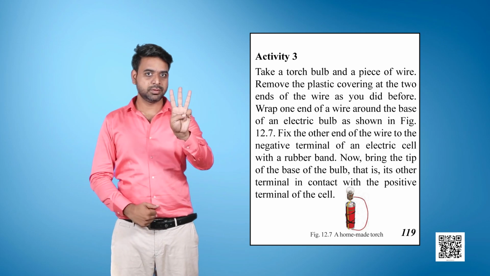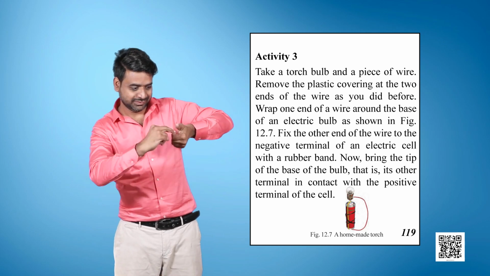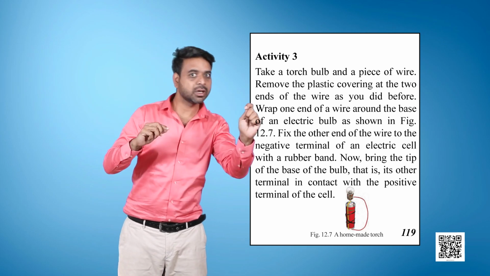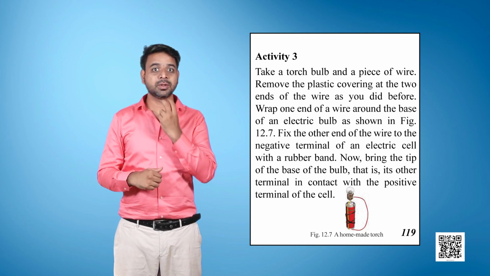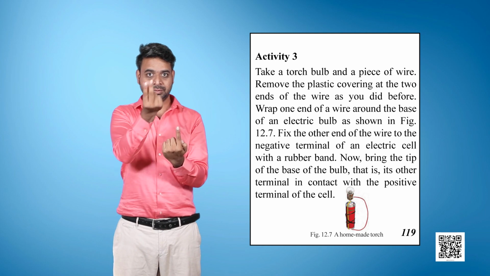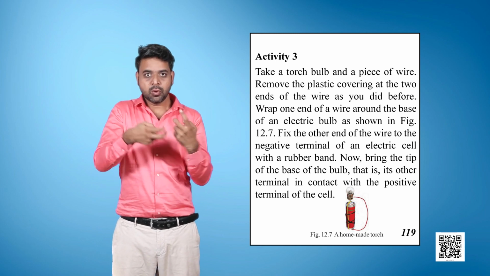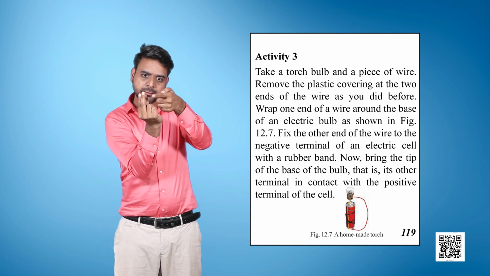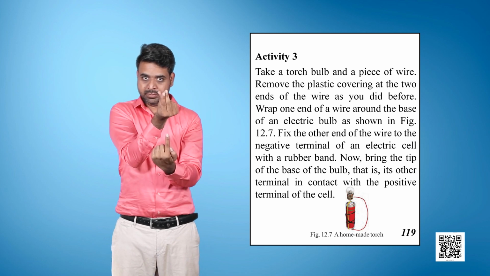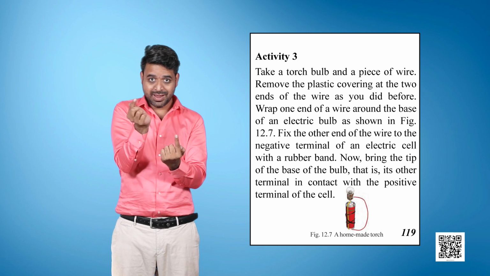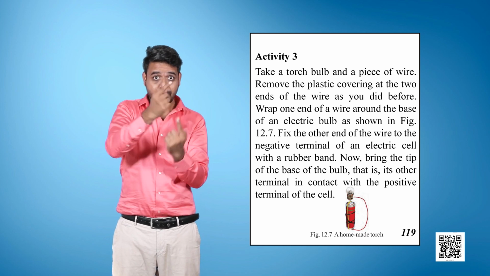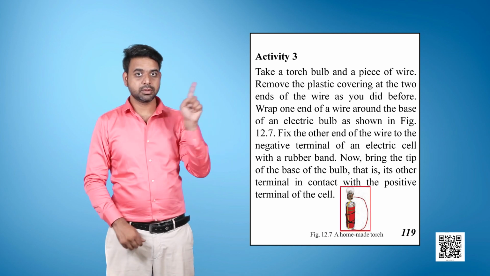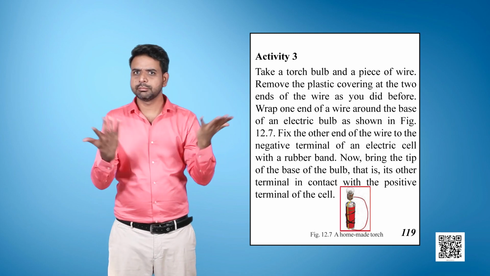Activity 3. Take a torch bulb and a piece of wire. Remove the plastic covering at the two ends of the wire as you did before. Wrap one end of a wire around the base of an electric bulb. Fix the other end of the wire to the negative terminal of an electric cell with a rubber band. Now, bring the tip of the base of the bulb, that is, its other terminal, in contact with the positive terminal of the cell. Figure 12.7 shows a homemade torch.